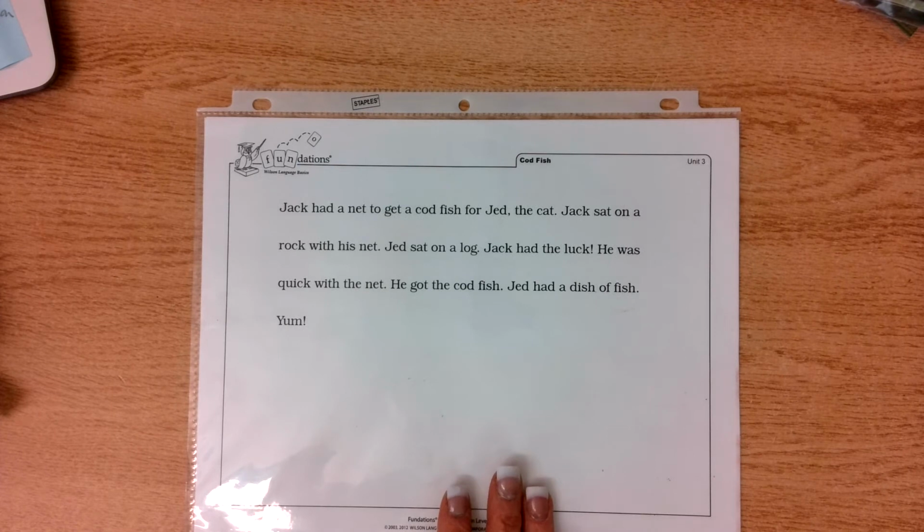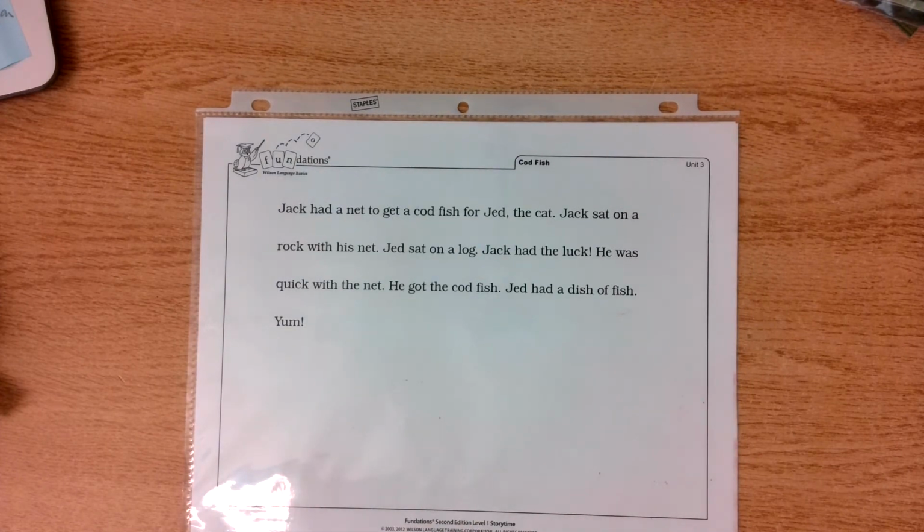So as I read the story, I want you to think about who the characters are. Okay, so the characters are the people in the story. I want you to think about the setting. So the setting is where the story takes place. And I want you to think about the main event. And the main event is what important things happened in the story. So you've got the characters, who's in the story, the setting, where it takes place, and the main event. What important things happened in the story?